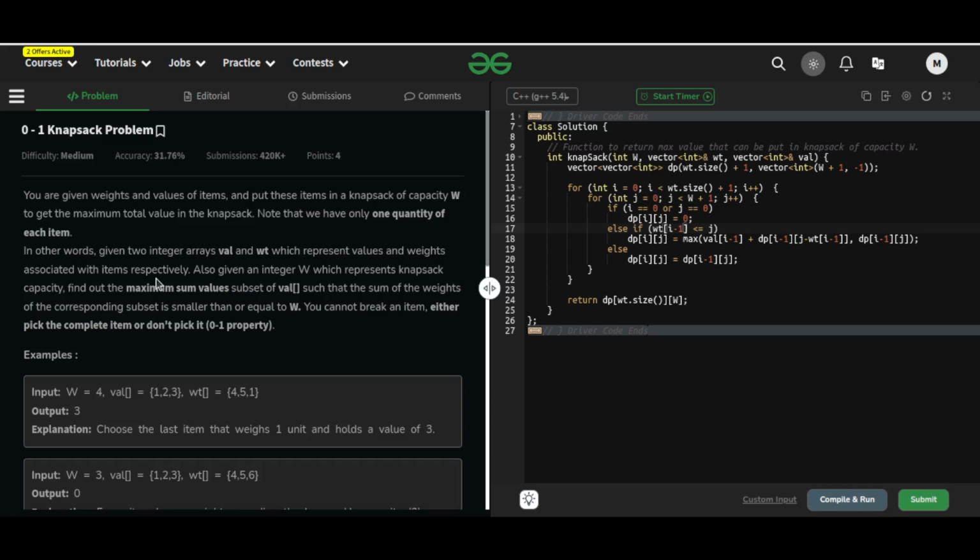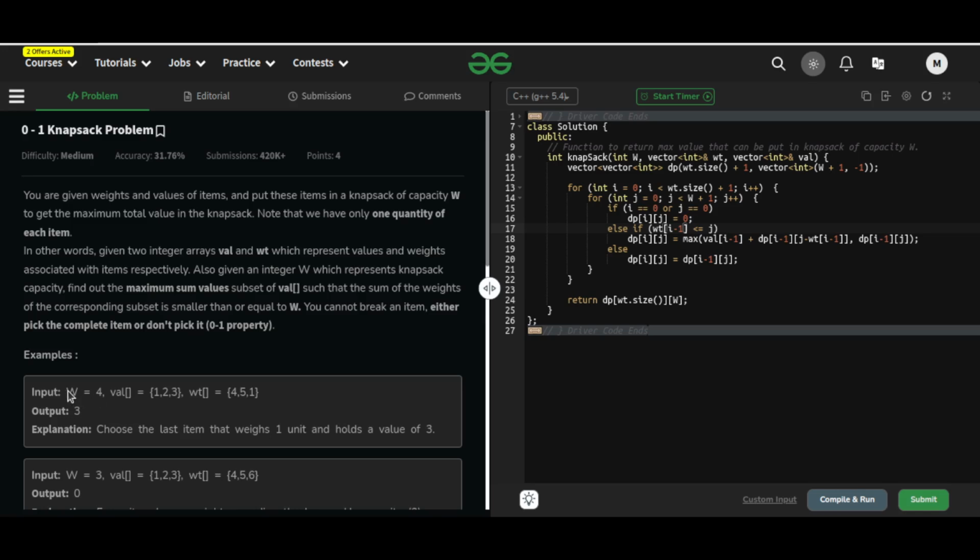In other words, given two integer arrays val and weight which represent values and weights associated with items respectively. Also given an integer w which represents knapsack capacity, find out the maximum sum value subset of val such that the sum of the weights of the corresponding subset is smaller than or equal to w. You cannot break an item, either pick the complete item or don't pick it up.